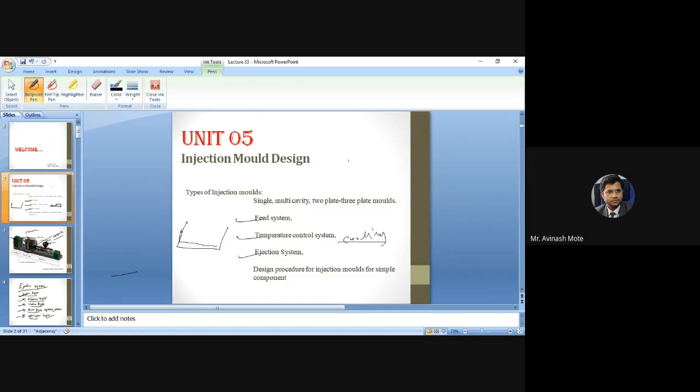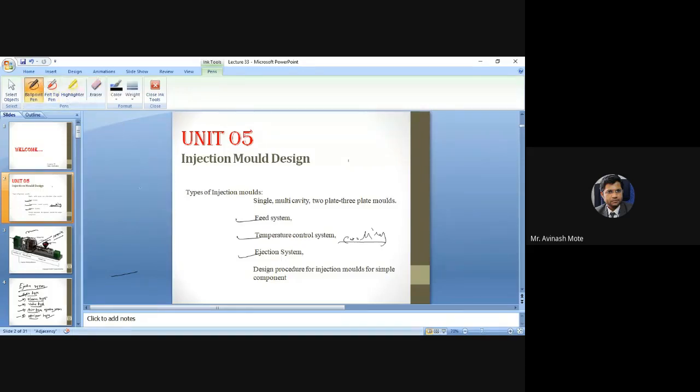Because what happens while removing the product from the mold cavity is that there may be friction between these two surfaces, the surface of the mold cavity and the surface of the product, which will destroy the shining of the surface, or maybe any part of the component also. So along with other systems, the ejection mechanism is also a very important one.